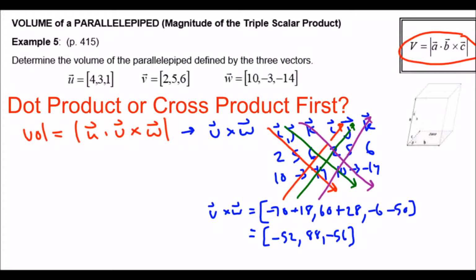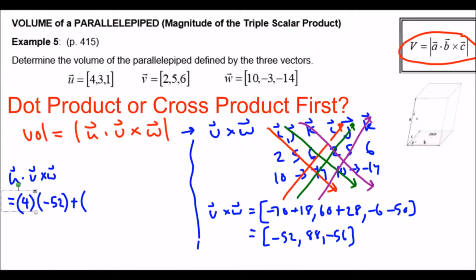Now that I have V cross W, I want to dot it. So U dot V cross W is going to be equal to, taking my vector U, 4 times the first coordinate of V cross W, plus 3 times the middle coordinate, which is 88, plus 1 times the last coordinate, which is negative 56.